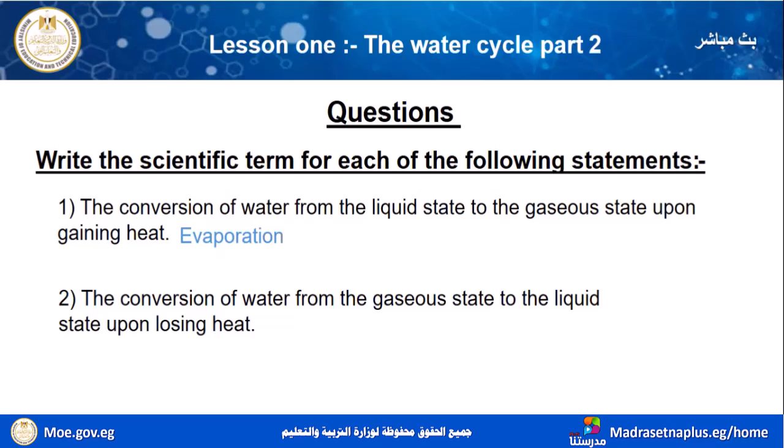Question number two. The conversion of water from the gaseous state to the liquid state upon losing heat. Listen to me. It's a process in which water changes from the gaseous state to liquid. It means water in the gas state, or water vapor, when it loses thermal energy, returns back to the liquid state, or into water. What is the name of this process? This process is called condensation.